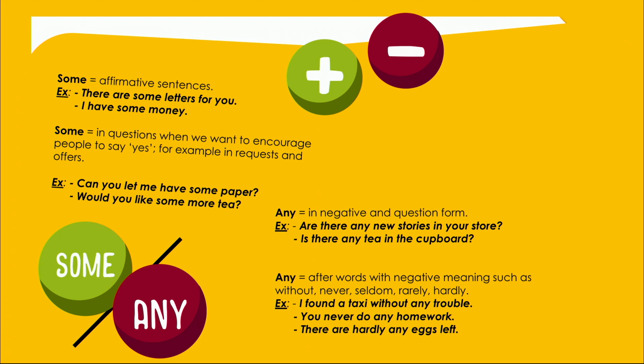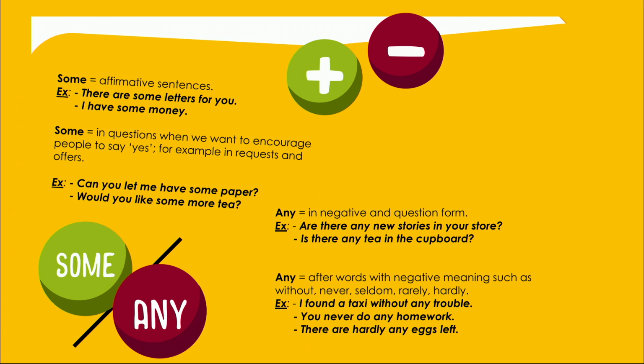Now let's talk about some and any. Some is used in affirmative sentences. Example: There are some letters for you. Or, I have some money. Some is used in questions when we want to encourage people to say yes, for example in requests and offers. Look at these examples. Can you let me have some paper? Would you like some more tea?